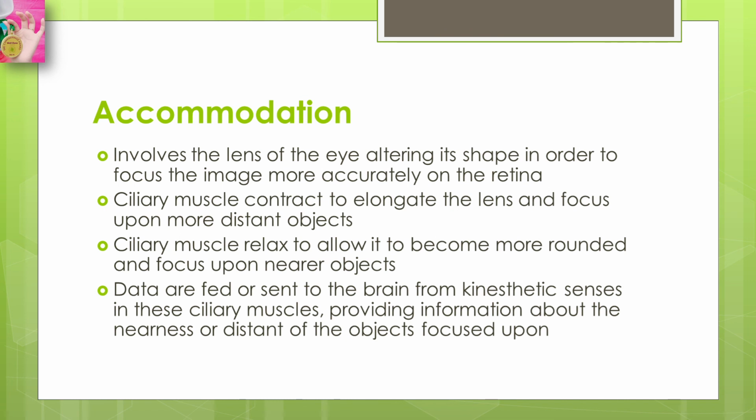accommodation. Now, accommodation involves the lens of the eye altering its shape in order to focus the image more accurately on the retina. Ciliary muscles contract to elongate the lens and focus upon more distant objects, and relax to allow it to become more rounded and focus upon nearer objects. Data are sent to the brain from kinesthetic senses in these ciliary muscles, providing information about the nearness or distance of the object focused upon.